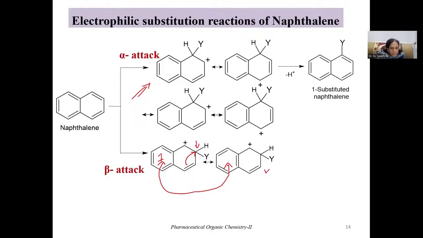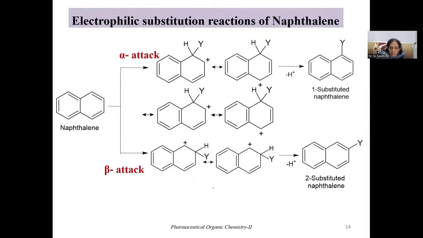Okay, while the other ring, wherever the substitution has occurred, will remain the same. There is no difference between these two ring systems. They remained the same. So this is how, on beta attack of the electrophile on the naphthalene ring system, we get a carbocation which has only two resonance structures. Now this carbocation also, once it is formed, immediately undergoes deprotonation to give the 2-substituted product.